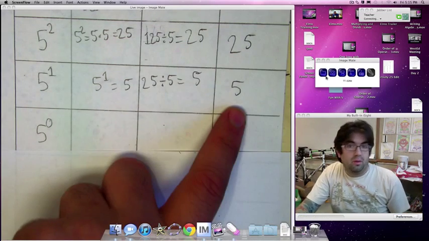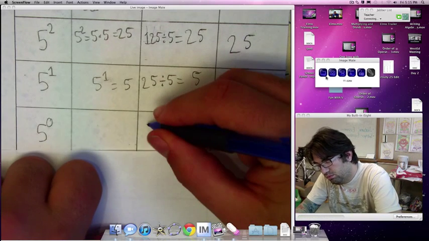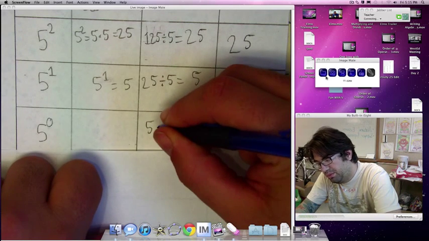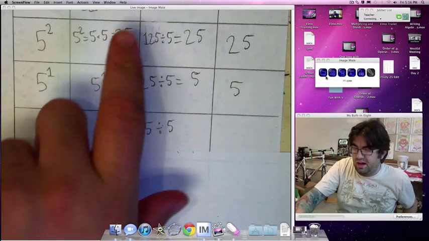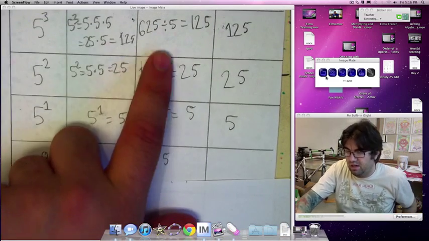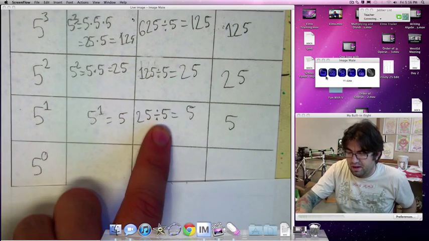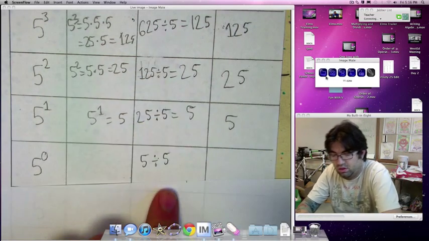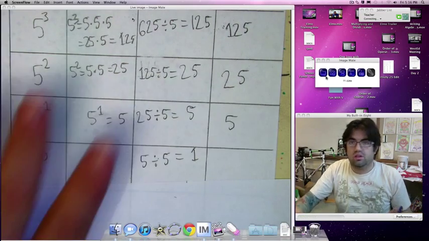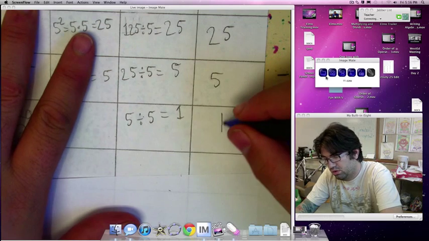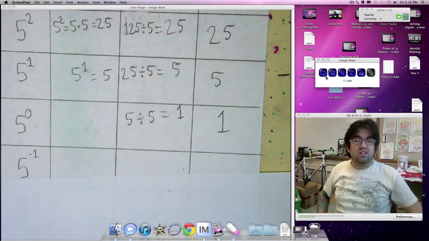I'm going to take this number. I'm going to take 5, and I'm going to divide it by 5. So I'm dividing by 5 every time. Look at this. I'm dividing by 5, divide by 5, divide by 5, divide by 5. 5 divided by 5, that's 1. Absolutely it is. It is equal to 1.